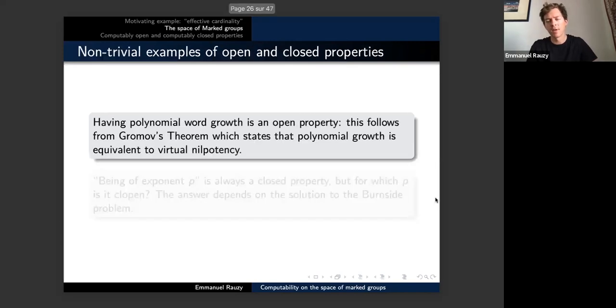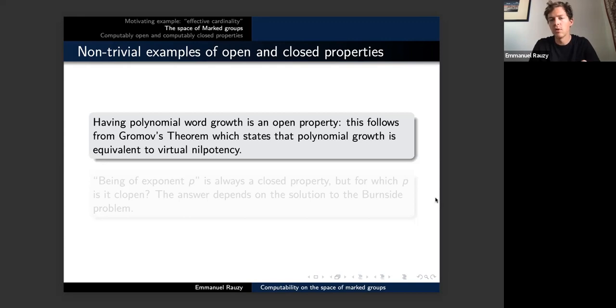Now, in fact, in some cases, determining whether a property is open or closed can be very difficult. And the first example of this is having polynomial word growth. This is an open property because Gromov's theorem, which tells us that this is equivalent to being virtually nilpotent, directly implies that having polynomial word growth is an open property. But I don't think you can prove it without using Gromov's theorem.